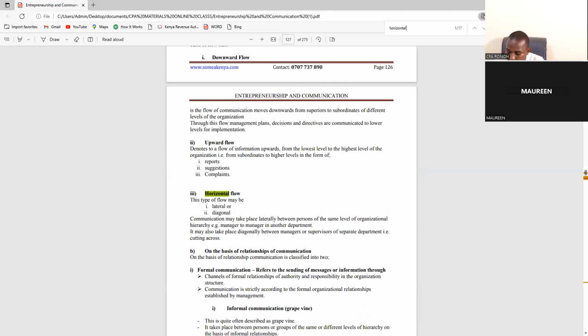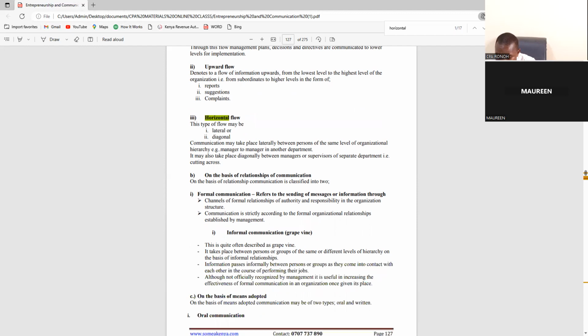If there is lack of cooperation within the departmental heads, then that horizontal communication might fail. Also, if there's no organization structure, you find that you just wake up and communicate directly to your boss. You don't consult your departmental head before you go communicating upward. So if we don't have that organization structure, then automatically that horizontal communication will fail.